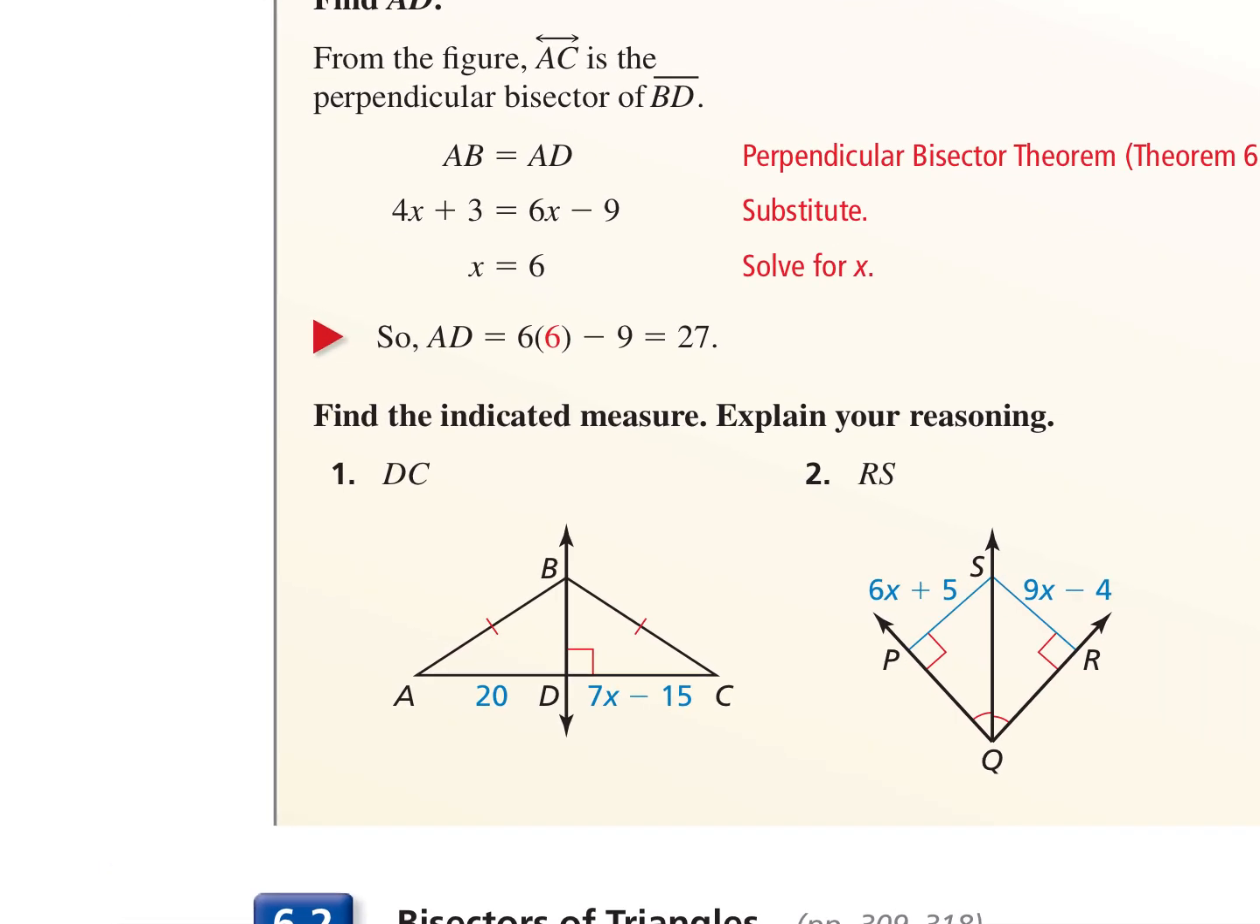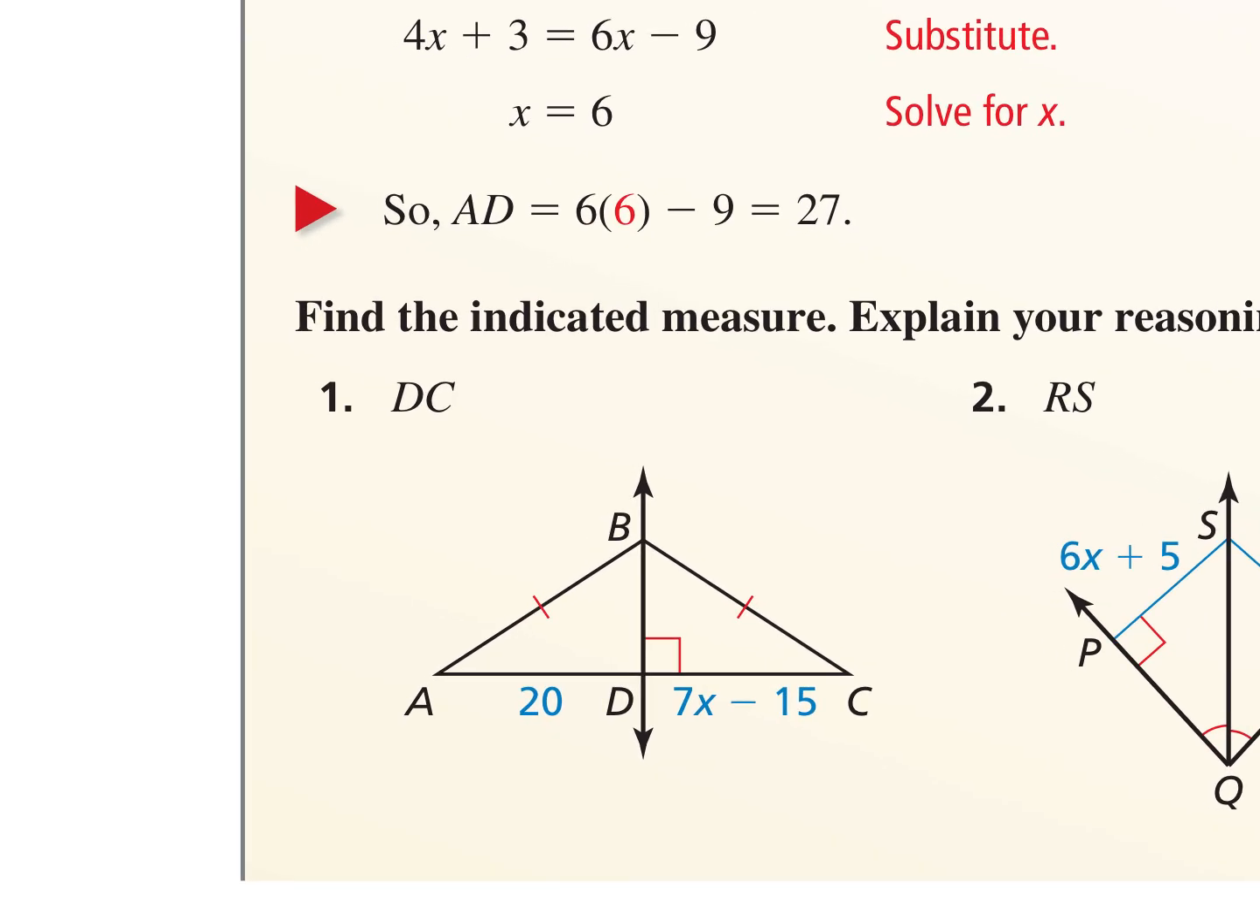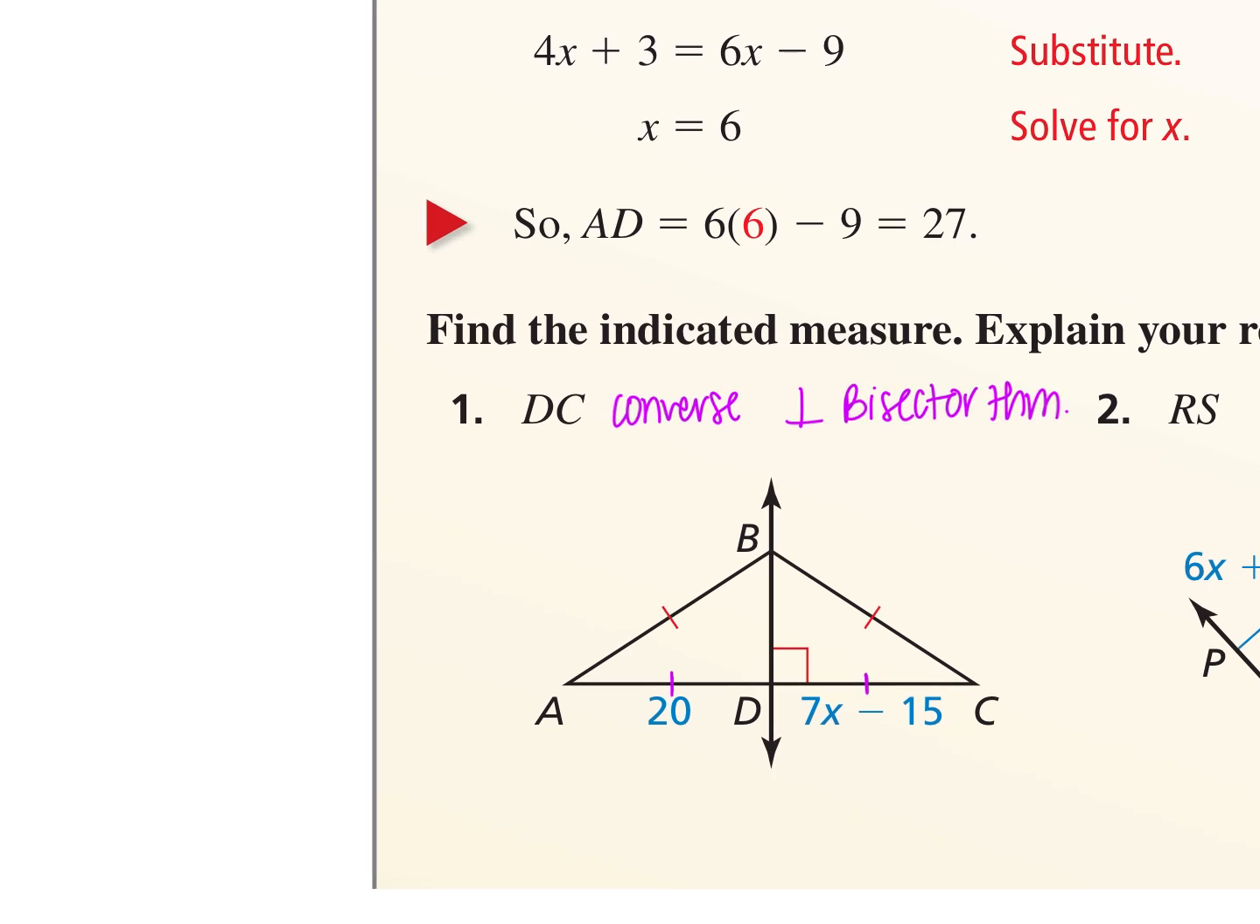It says find the indicated measure, explain your reasoning. So with these, you just had to explain what theorem you used. Looking at the first one, it's a perpendicular, but I don't know if it's bisecting, and because my segments are congruent, it is bisecting. So this one's going to be the converse of the perpendicular bisector theorem.